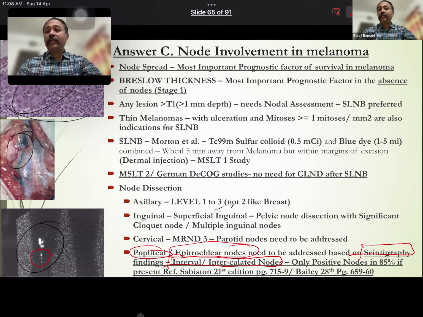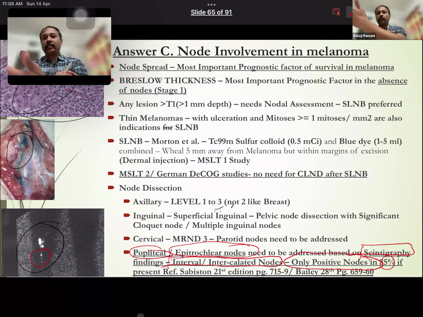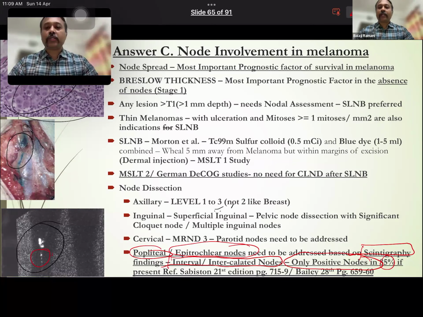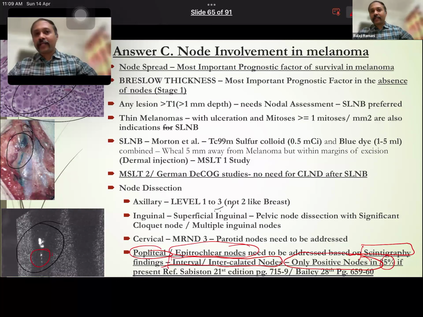Now, in 80 to 90% of cases, this may be the only positive node which you find. So if you give the injection and the node is in the popliteal or the cubital fossa, normally we do only axillary dissection or inguinal dissection. So if you don't do the lymphoscintigraphy, you can miss these nodes, and these may be the only nodes present in those patients. In-transit lesions can also be present. So this lymphoscintigraphy is mandatory.